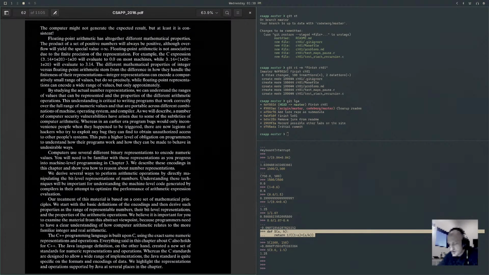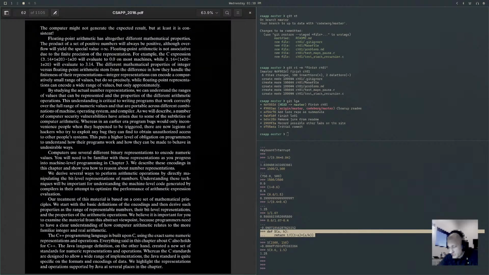For example, the C expression (3.14 + 1e20) - 1e20 will evaluate to 0 on most machines, while 3.14 + (1e20 - 1e20) evaluates to the correct value, which is 3.14. So basically you're adding this huge number and then removing it.